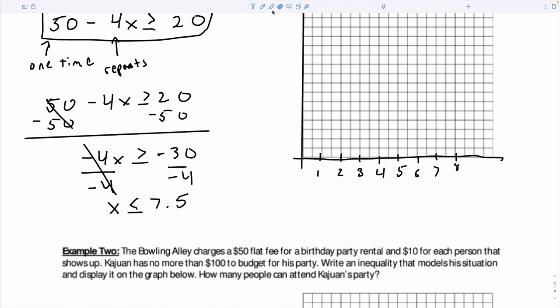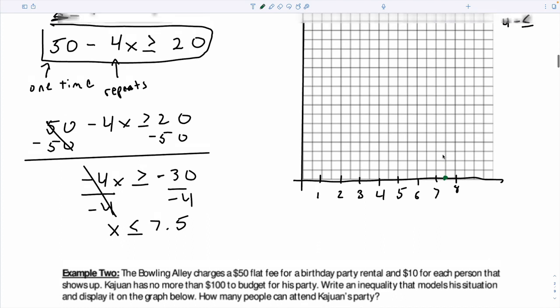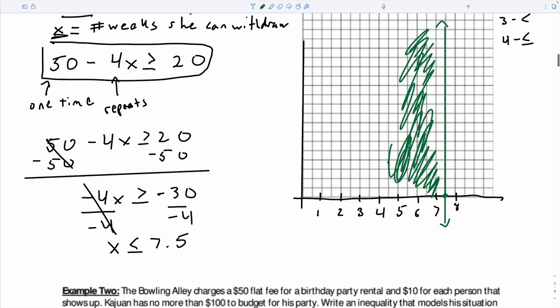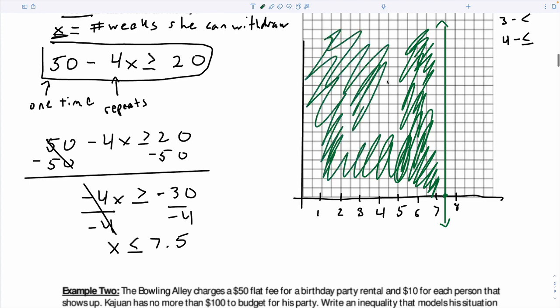That's confusing. There's your dots. So what does it mean in this situation? How many weeks could I withdraw money? If it's less than, I could take up to 7.5 weeks. Could I withdraw money for 5 weeks? Yeah, and still have more than 20. Could I withdraw money for 1 week? Sure. Could I withdraw money for 8? No, that is more than.